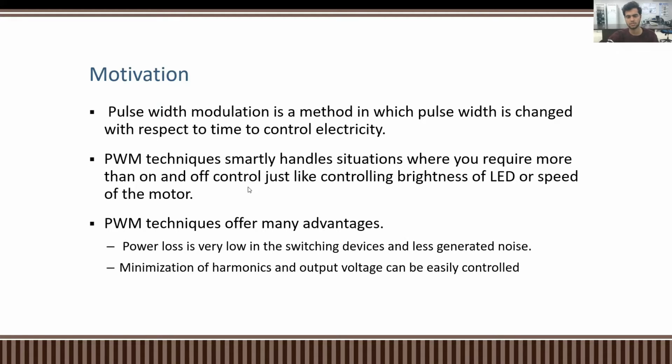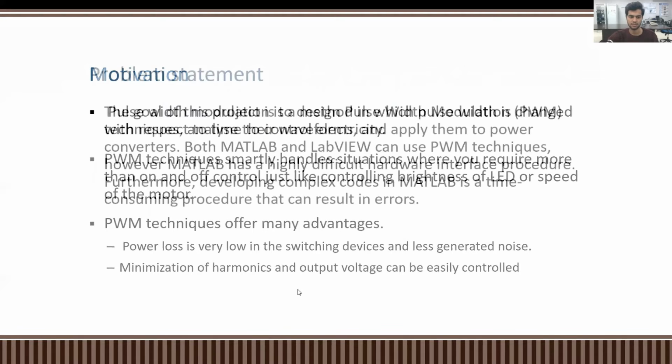The PWM technique smartly handles situations which require many on and off switches, ones and zeros, like the brightness of LEDs or the speed of a motor, where we do a lot of switching in very little time. That is why we use the PWM technique. It has two major advantages. First, the power loss in the switching devices is very low and less noise is generated. Second, the harmonics and output voltages can be easily controlled, so we can minimize the harmonics of the output waveform.